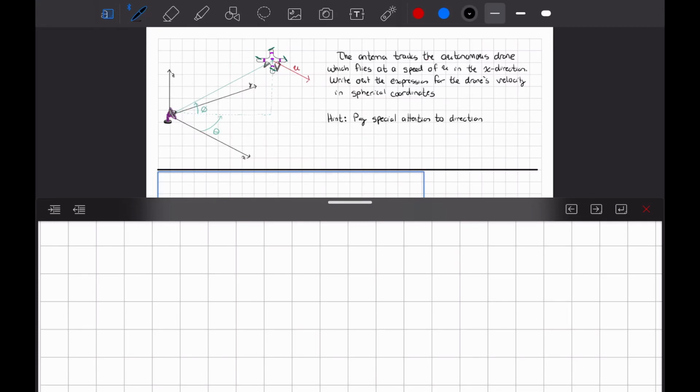Let's begin. The antenna tracks the autonomous drone, which flies at a speed of u in the x direction. Write out the expression for the drone's velocity in terms of spherical coordinates. And we also have a hint here: pay special attention to the direction.